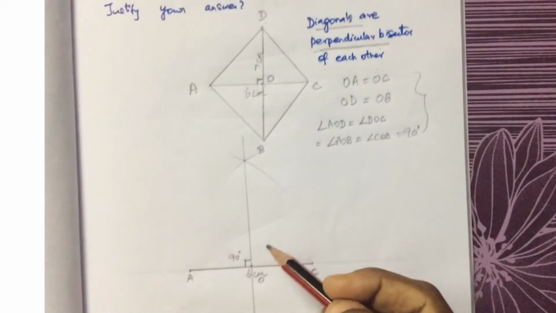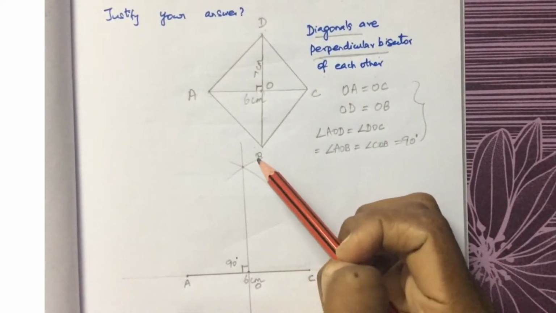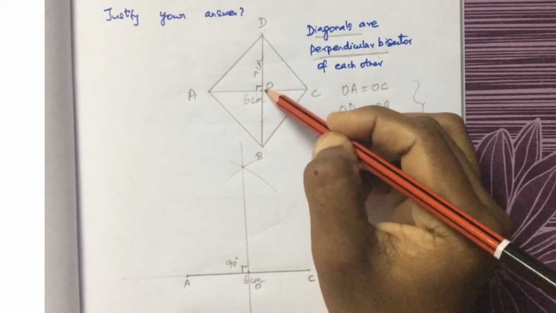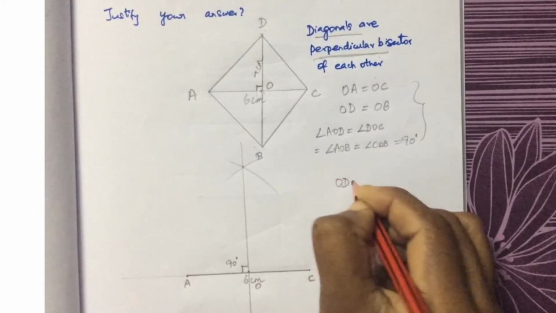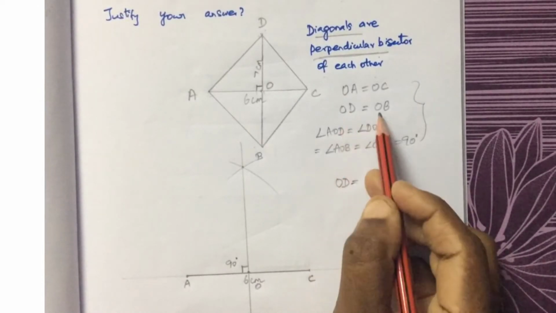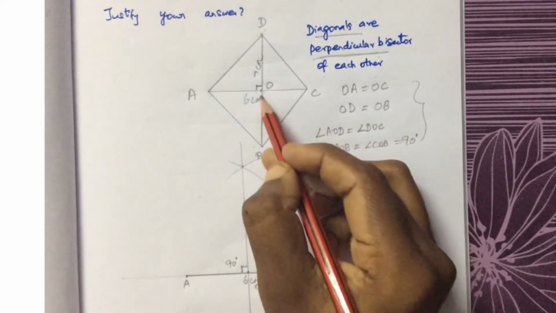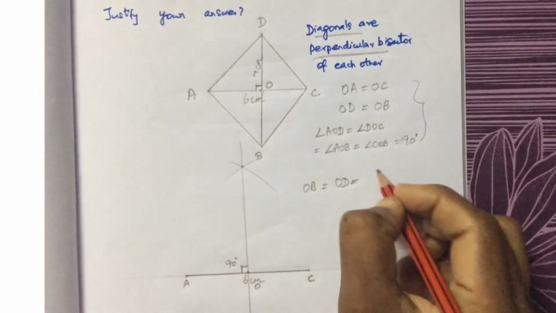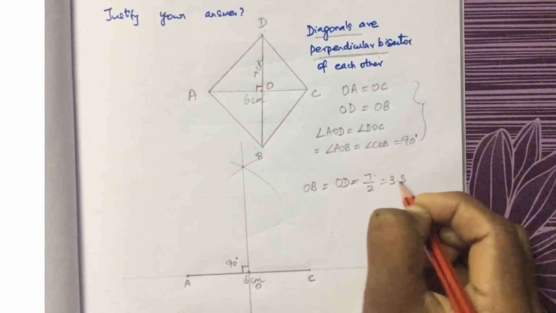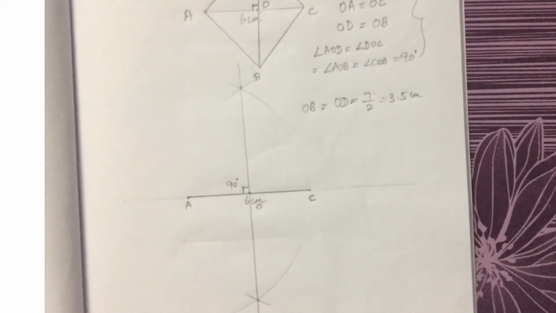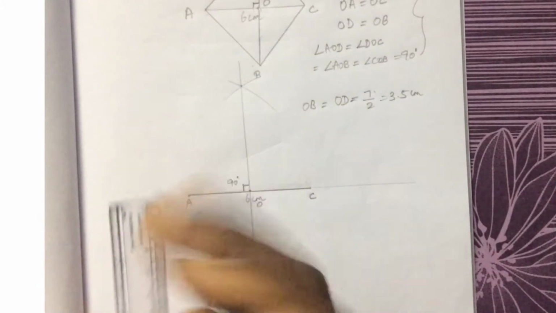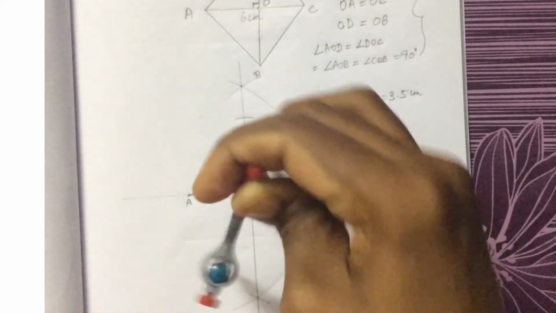The next thing is you have to mark this point D and B. See here, BD in total is 7 centimeter, and what is OD? Already we have said OD is equal to OB. This OB is equal to this OD. So how to get this? You have to divide the total line by 2, which is 7 divided by 2, which is 3.5 centimeter. Now measure 3.5 centimeter. With O as center, cut an arc here and cut another arc here.